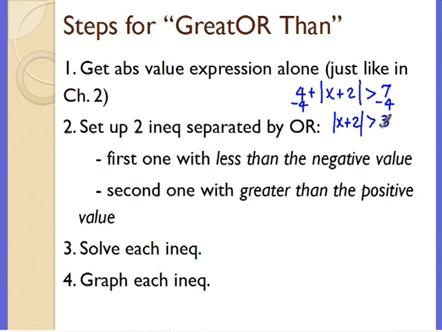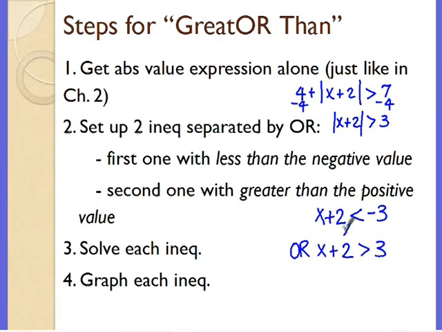The first one with less than the negative value. So that would be x plus 2 less than the negative value, right? Or, second one with greater than the positive value. That's the one that looks exactly the same as the problem does, but it doesn't have absolute value bars. Okay. Step 3, solve them.